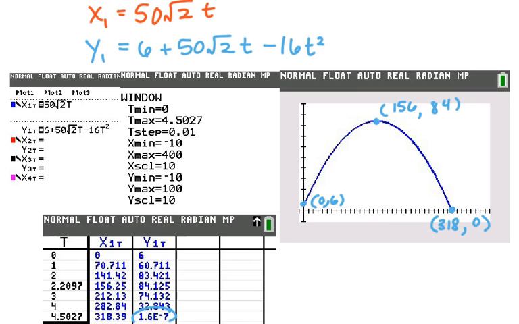So I hope that helps you understand how parametric equations could help in an application setting. The main thing is, both x and y are limited by what these t values can be.